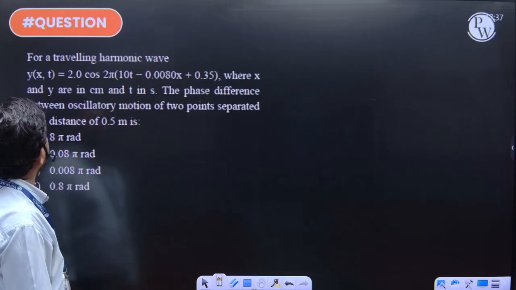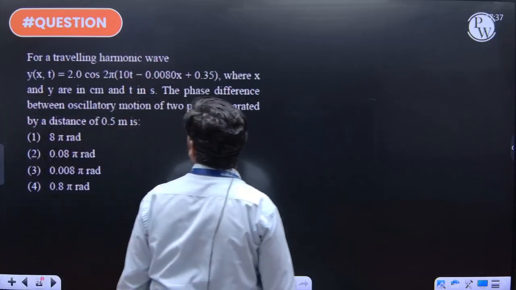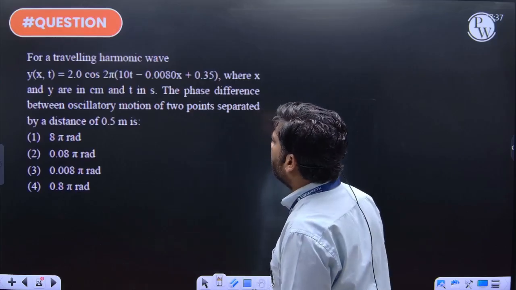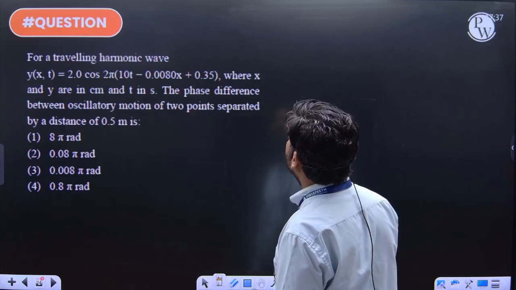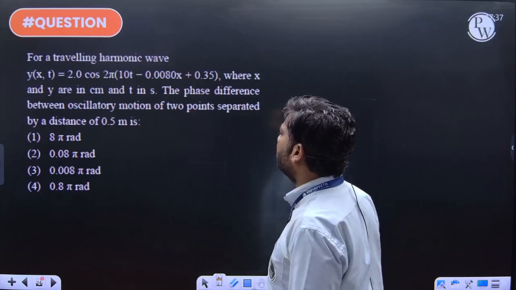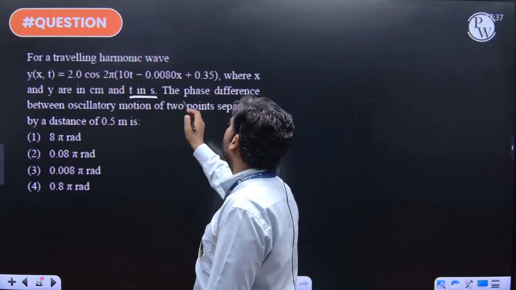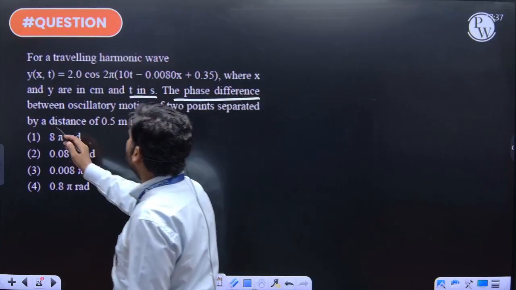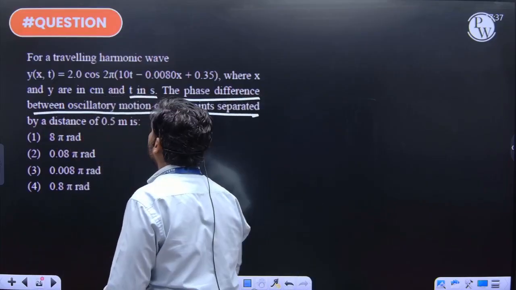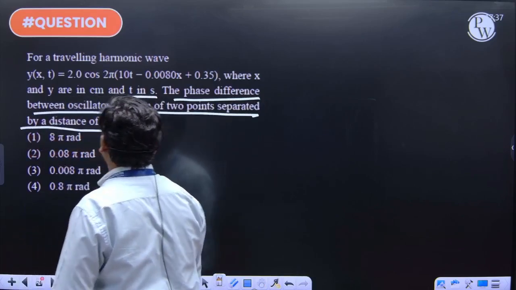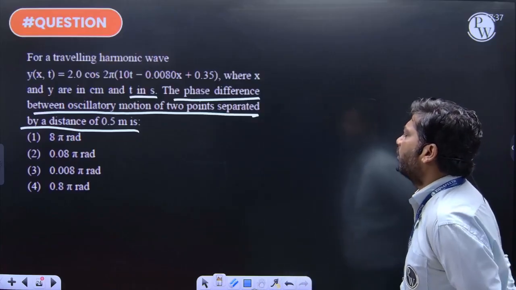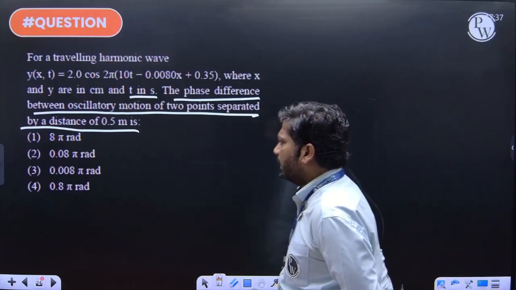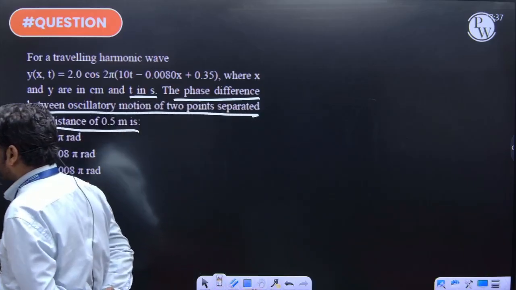Next, for a traveling harmonic wave, y = 2.0 cos 2π(10t − 0.0080x + 0.35), where x and y are in centimeter and t in second, the phase difference between oscillatory motion of 2 points separated by a distance of 0.5 meter is. What is the phase difference between oscillatory motion of 2 points separated by a distance of 0.5 meter?